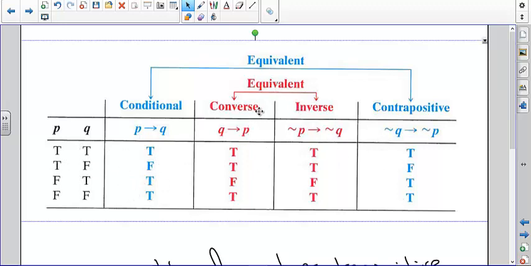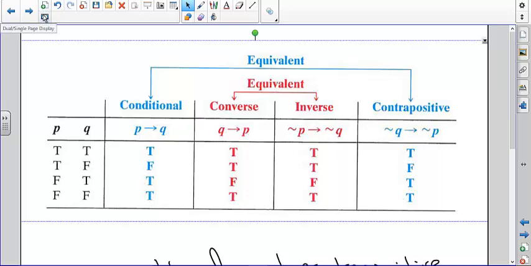But if you look at the converse and the inverse, in this case you get a false here, you get a true there. Here you get a true, you get a false there. So they're switched. The middle ones are switched. And so these two, this is not equivalent to this one because they're different. These two are equivalent because they're the same. And these two are equivalent because they're the same. So that's how we tell whether statements are equivalent, by comparing the last column in the truth table. That's how you prove they're equivalent.